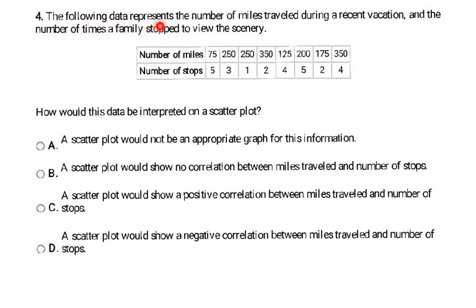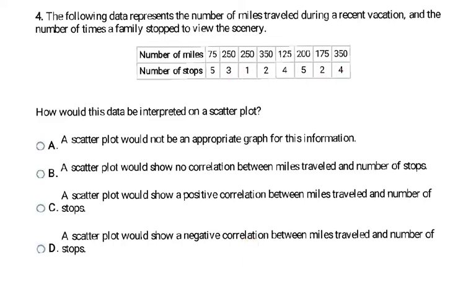The following data represents the number of miles traveled during a recent vacation and the number of times a family stopped to view the scenery. So we have a table. How could this data be interpreted on a scatter plot? First, a scatter plot would not be an appropriate graph for this information. A scatter plot would show no correlation between miles traveled and number of stops. A scatter plot would show positive correlation. A scatter plot would show negative correlation.